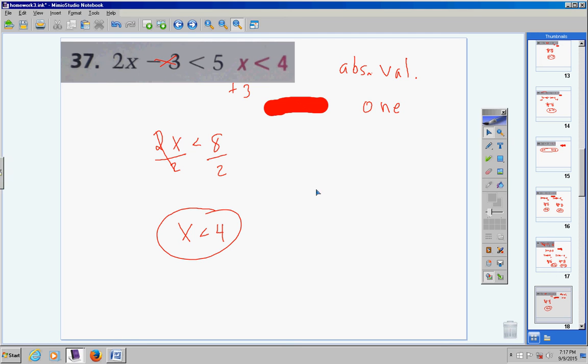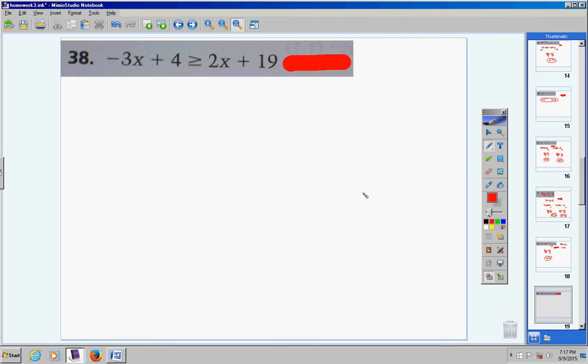Okay, moving on now. So there's your answer. X is less than 4. Moving on to 38. Okay, now once again you notice there's no absolute values.